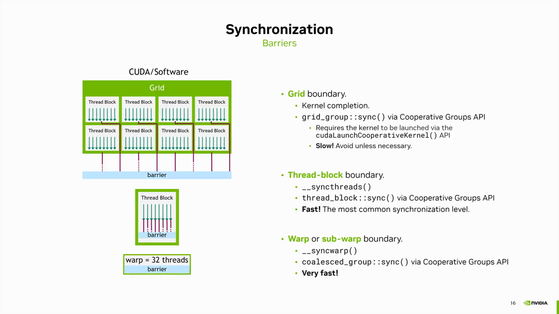Now, in terms of synchronization, again, we have a hierarchy of barriers. We can synchronize our threads at the grid level, either when our CUDA kernel finishes, or we can do this explicitly using the cooperative groups API. Of course, this is a very expensive operation, so you should avoid this at all costs. Then we can synchronize threads at a thread block boundary. This is the most common way to synchronize threads, and it's very fast because it's hardware accelerated. Finally, we can also synchronize at a warp or subwarp level, which is also very fast.